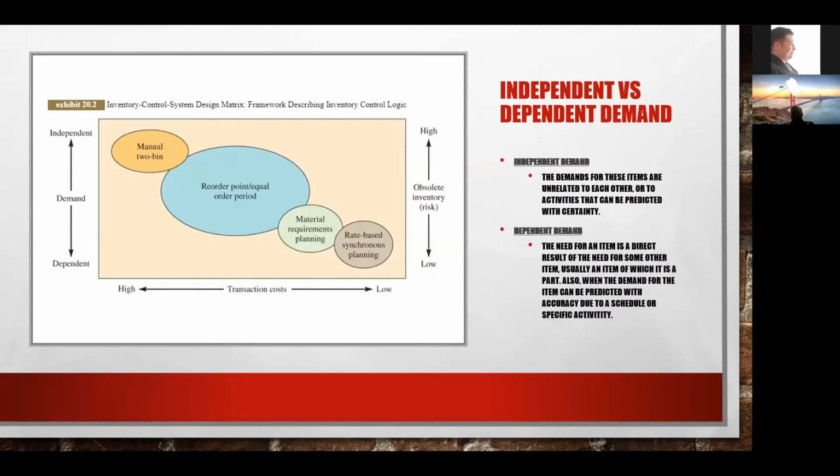So there's independent demand. Independent demand is the demand when the items are unrelated to each other, or the demand can be predicted with certainty. Dependent demand is the need for an item that results from the need for some other item, usually an item of which it is a part. The demand for this item can be predicted with accuracy due to scheduling or specific events.